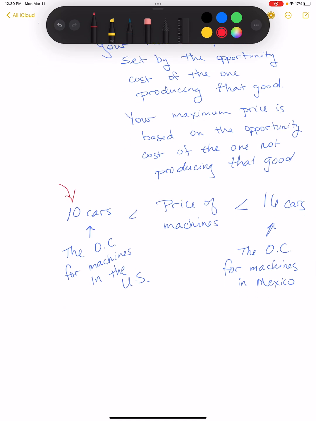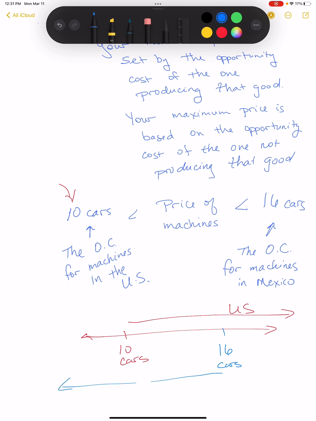So you've got the United States here, if you think about this as a number line. The United States is saying, hey, this is 10 cars. Anything above 10 will work for the U.S., and I'll change colors here. Mexico is saying 16 is our limit. That's our opportunity cost. Anything below 16 will work. And where those two overlap, this range between 10 and 16, any price in there, whether it's one machine for 11 cars or one machine for 15.5 cars, anything in that range between 10 cars and 16 cars will work for the price of a machine.